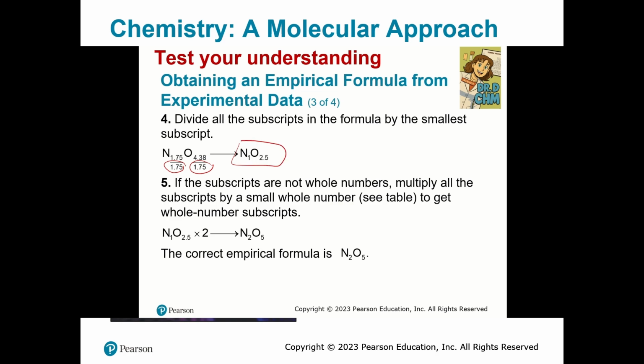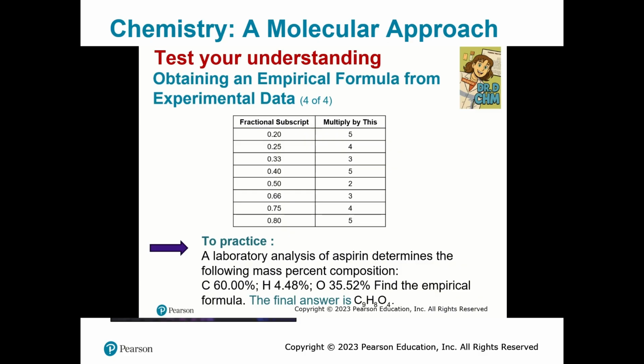And what did you get? Nitrogen 1 and oxygen 2.5. You cannot leave it like this because we need whole numbers. You will never see a formula with numbers like this, right? So if it's 2.5, I can multiply both of the elements by 2, and this is my final formula. To get the whole numbers, you can keep this in mind: if it's 0.20, you multiply by 5. If it's 0.25, you multiply by 4. If it's 0.50, you multiply by 2. Okay? So to get the whole numbers.